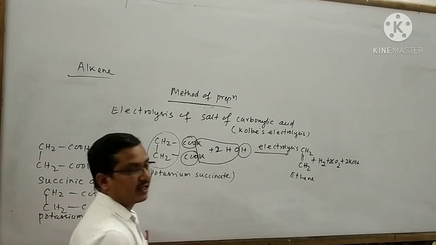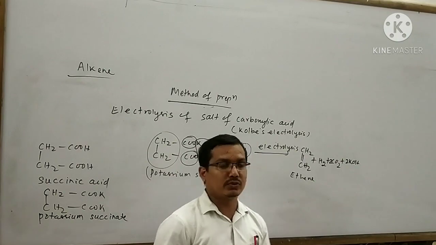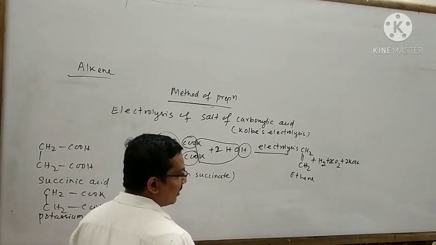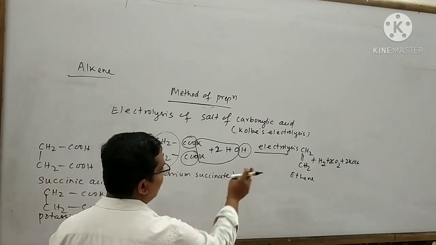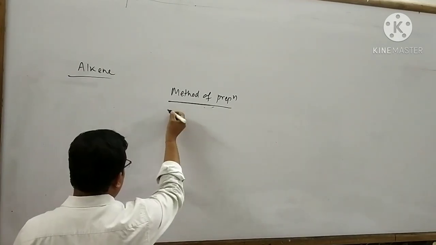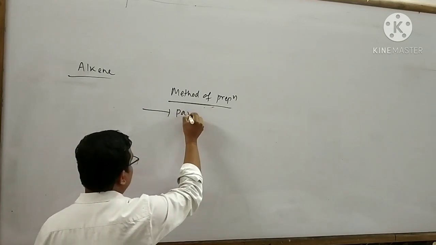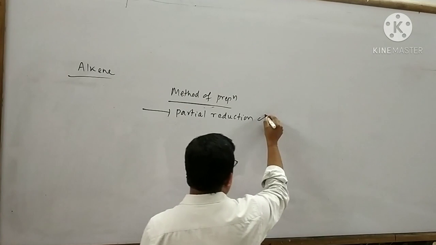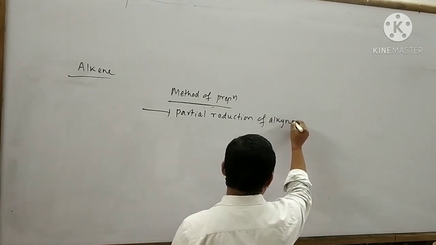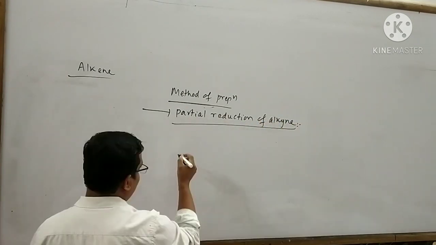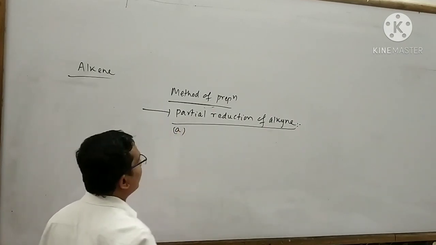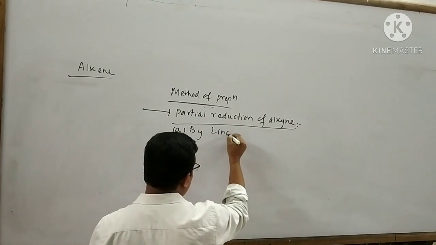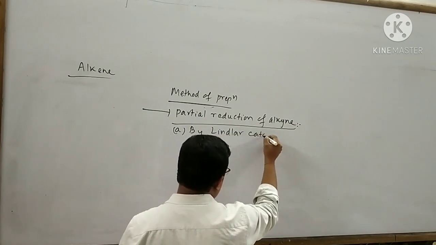I can give a statement like this: the electrolysis of sodium or potassium salt of saturated dicarboxylic acid in aqueous medium gives an alkene. Next I will explain about the partial reduction of alkyne. At first I will discuss the partial reduction of alkyne by Lindlar's catalyst.